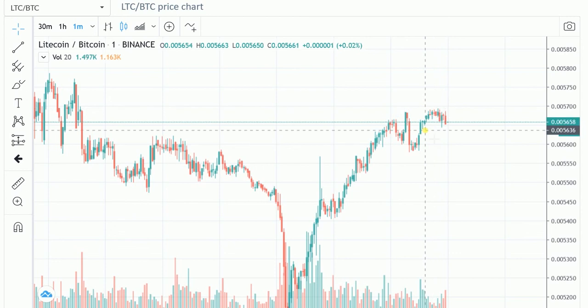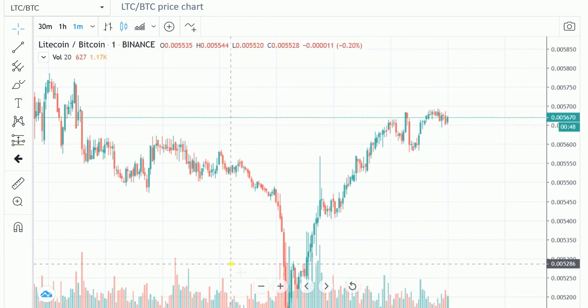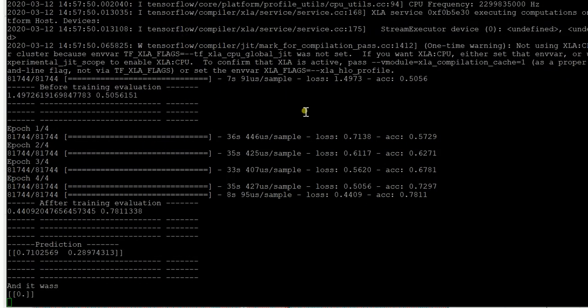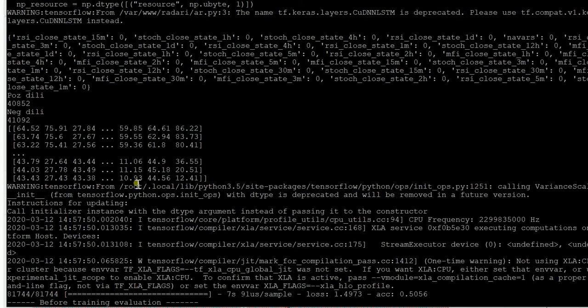So basically then we create a model, we firstly just evaluate a random model, and then we start training with 4 iterations, then we reevaluate the model, save the model, and then check a prediction from the first record from our learning datasets. So before this video I was checking and the price was somewhere up here, and the TensorFlow was telling us there will be a negative move 100%.